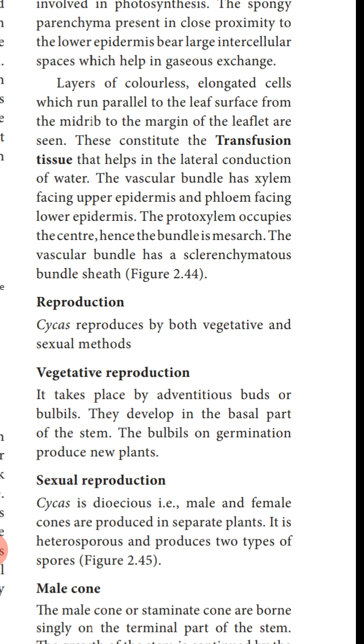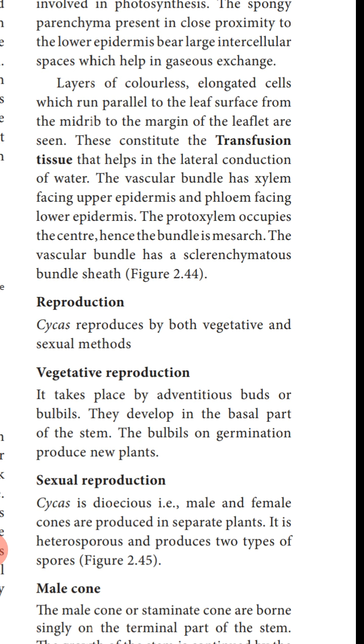Even at the leaf base, adventitious buds are present. If the scaly leaves with the buds are separated and kept in the soil, they will also give rise to the particular plant. If the bud is taken from the male plant and kept in the soil, it will give rise to the male plant. If the bud is taken from the female plant and kept in the soil, it will give rise to the female plant. So each bud will give the respective plants.